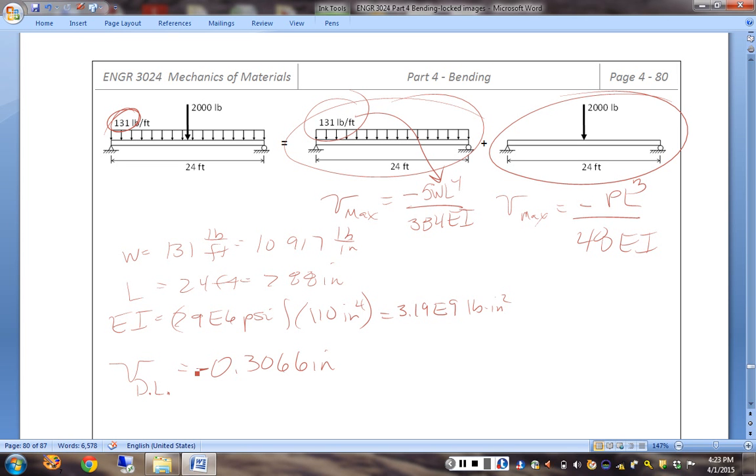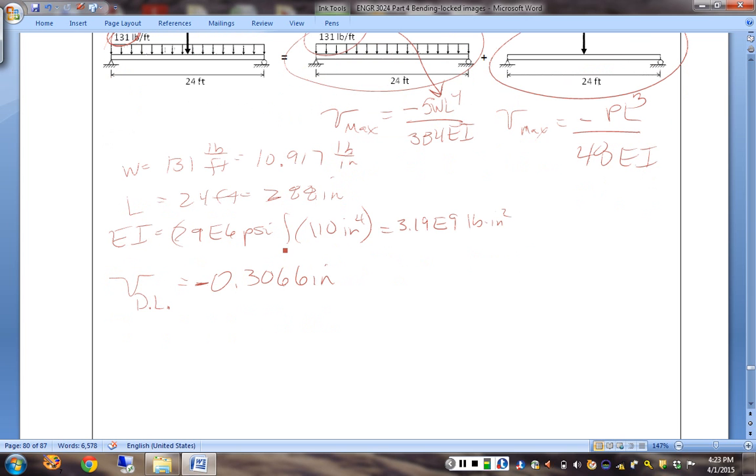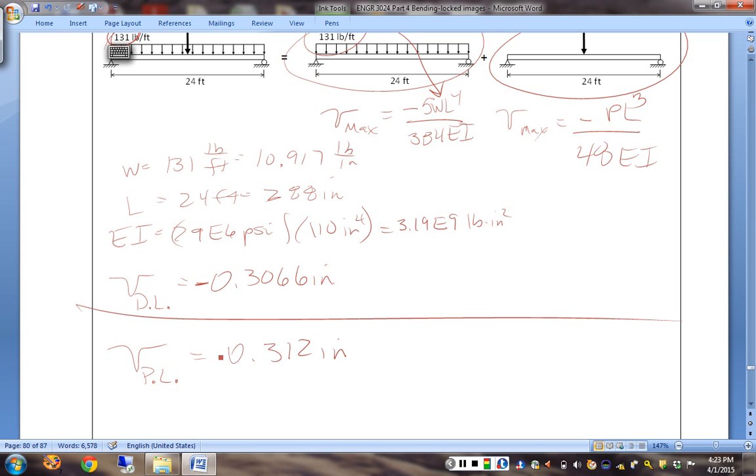What was the top number there? W is 131 pounds per foot, and it equals 10.917 pounds per inch. And then, so V, do we need to do any conversions of the other one? The P is 2,000 pounds. The length is 288, and 48 times EI. So V from PL, or the point load, is 0.312 inches downward.